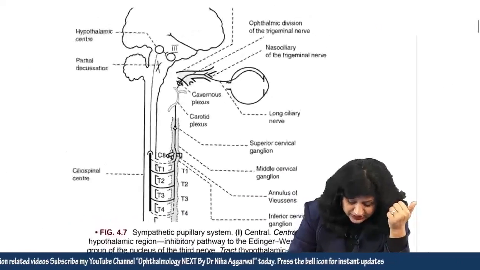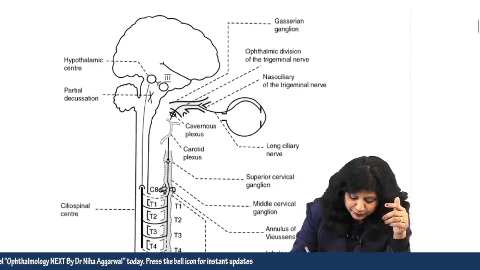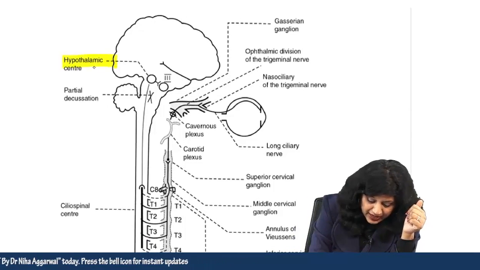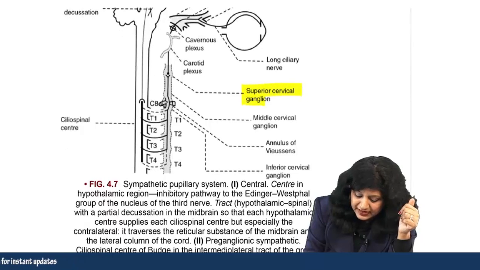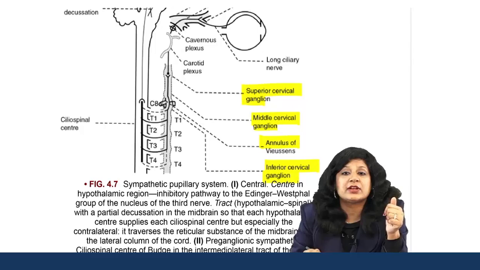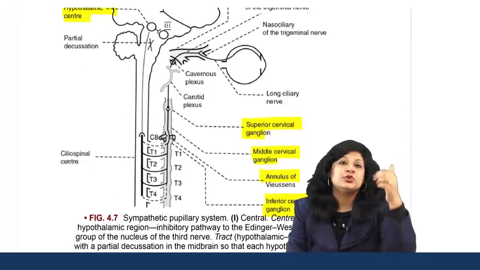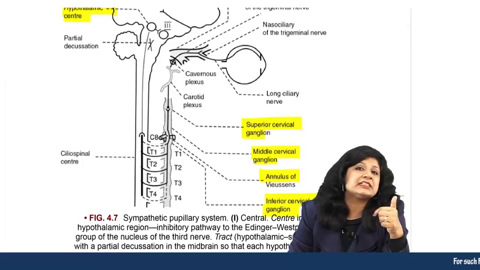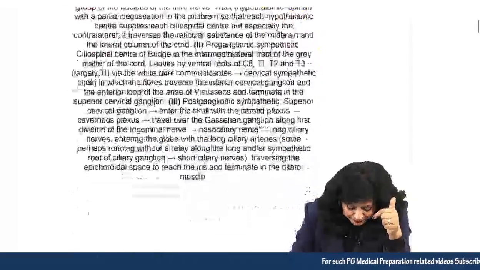So this is the same thing that they have shown you with the help of this picture. We have got the different systems here. We have got the hypothalamic center here. Then we have got the different ganglions: superior cervical ganglion, middle cervical ganglion, and this is your inferior cervical ganglion. So basically they are trying to show you the total pathway of the sympathetic as well as the parasympathetic fibers.